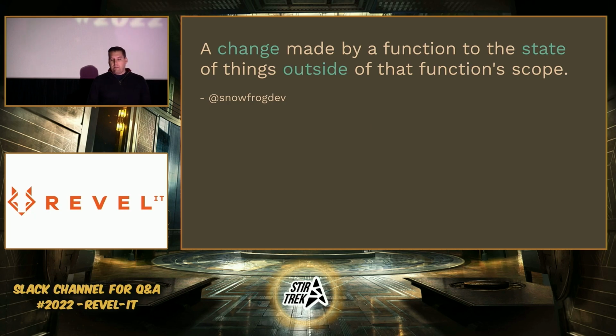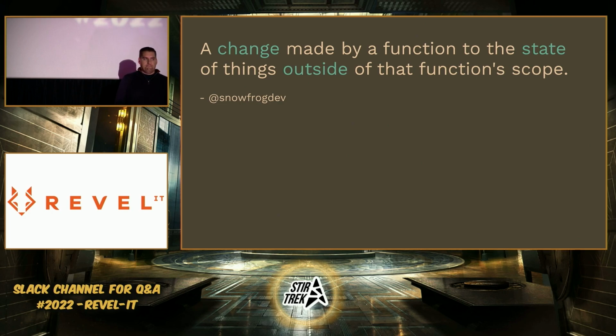A change made by a function to the state of things outside of that function's scope. Now that definition is not 100% complete because you can have side effects outside of functions, but for the purposes of this talk and for most cases that you'll run into, it's a pretty useful definition. So a change made by a function to the state of things outside of that function scope or body, we could say in most languages.